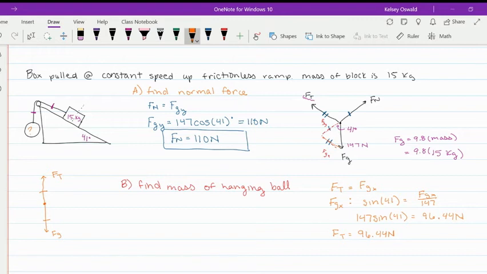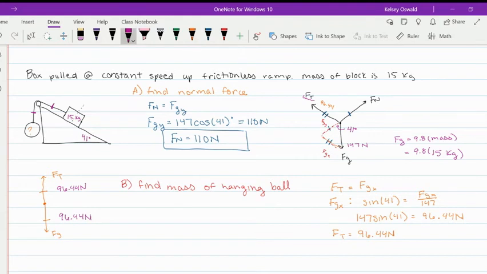So if our force of tension in this part of the rope is 96.44, our force of tension in the rope on the other side of the pulley also has to be 96.44 newtons, because remember, the pulley does not change the value of the force. Looking at that free body diagram, force of tension points up, gravity points downwards. We said we were not accelerating, so those two forces have to be equal in magnitude.